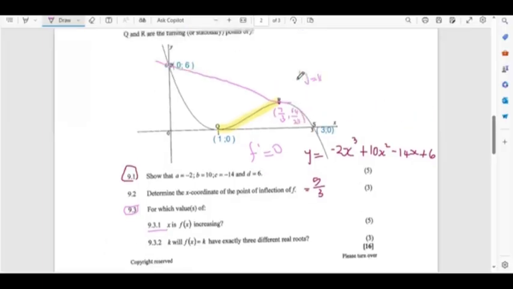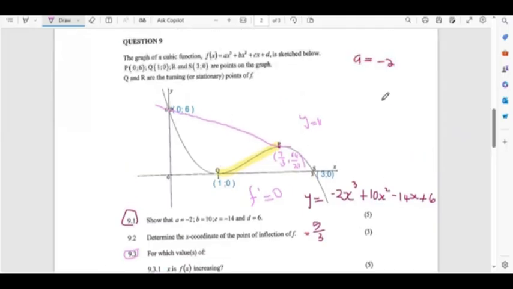Now, I need to represent this in notation form, because remember, here we have 3 points. So I will put my k here, and this k must be less than 64 over 27, and it must be greater than 0 at the same time.